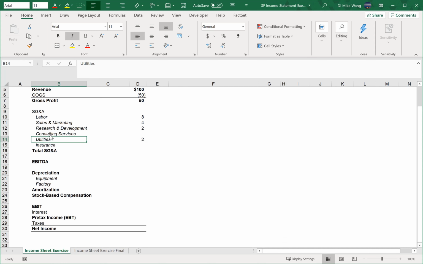For consulting services and insurance, there are two key points that need to be addressed. So for consulting services, since we have used up $5 of services, we will input $5 here, even though we only paid $2 in cash. Since $2 was actually paid, there will be an entry on the balance sheet of $3 as accrued expenses under current liabilities.